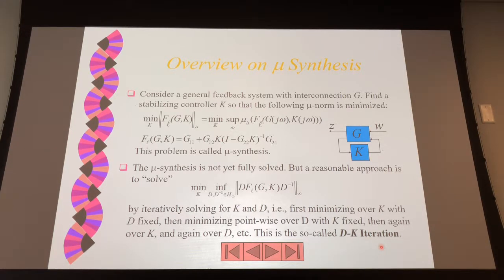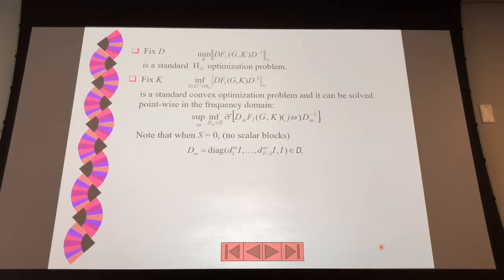So basically, the idea is that you fix the D and do this minimization, which is quite standard H infinity optimization. Then you fix K and search for the infimum, which is standard convex optimization. You can also do it pointwise in the frequency domain like this. It all ends up computing a maximum singular value of something. And when S is zero, meaning you have no structure, no scalar blocks, everything is fully populated, it will always work, since it is less than three.